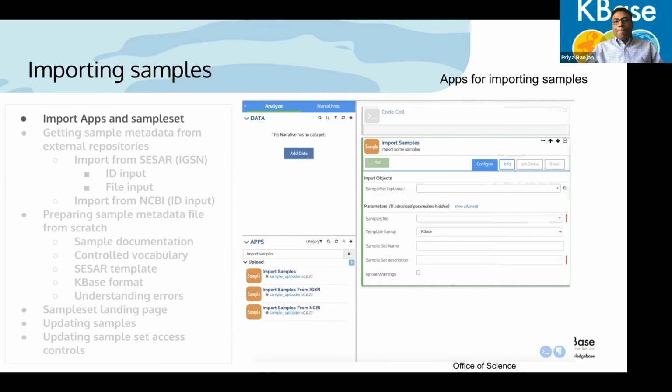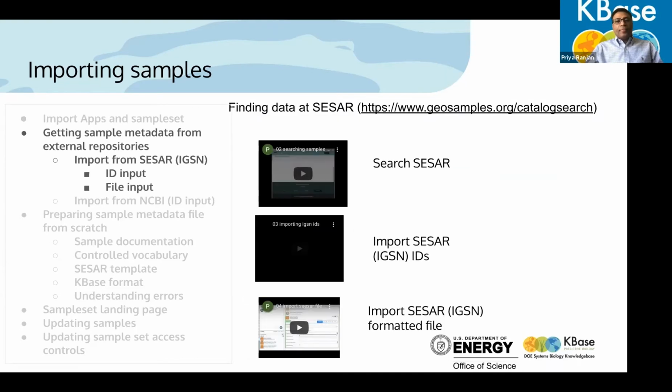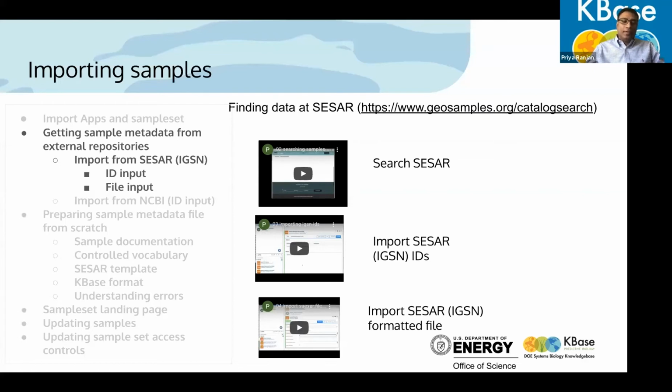So let's look at the first case, which is pretty easy. If someone has already done the hard work, or you have done the hard work, and you have data in external repositories and you want to import it, you don't want to do the hard work a second time, then you can just directly import from that system. The first thing we have prioritized is the SESAR system, which is at geosamples.org. It's the Earth Sample Registration System.